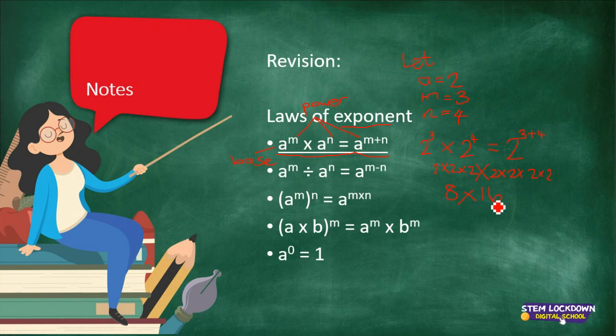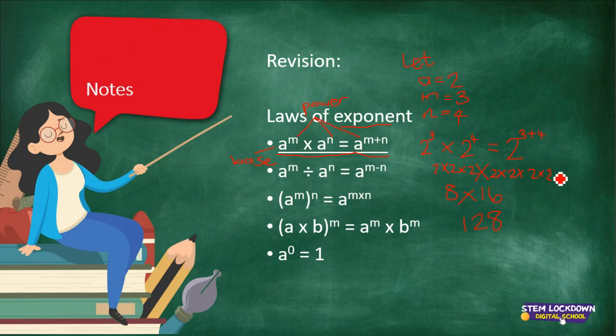Okay, now use your calculator to check your answer. Obviously, these are huge numbers, so you need to use a calculator. If I'm using my calculator, I'll get the following: 8 times 16 is 128, right? Now let's prove that this is equal to that.